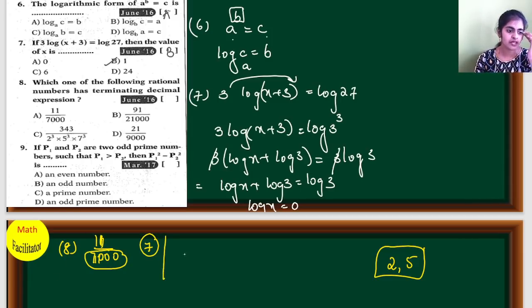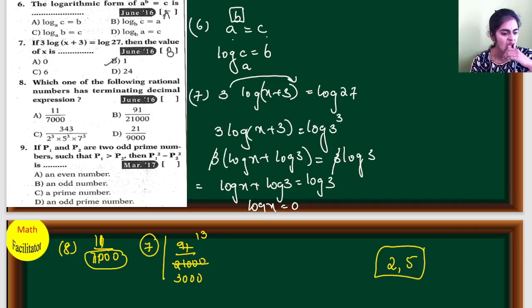Now let's see option B. So 91 by 21,000. So here can we divide this? See, 7 3s are 21, 0, 0, 0 and 7 1s are 7, 7 3s are 21. Yeah, 1. So here if I see the denominator, again it is 3000. So in 3000 you'll have 3 as a prime factor. So this is also non-terminating, non-repeating.